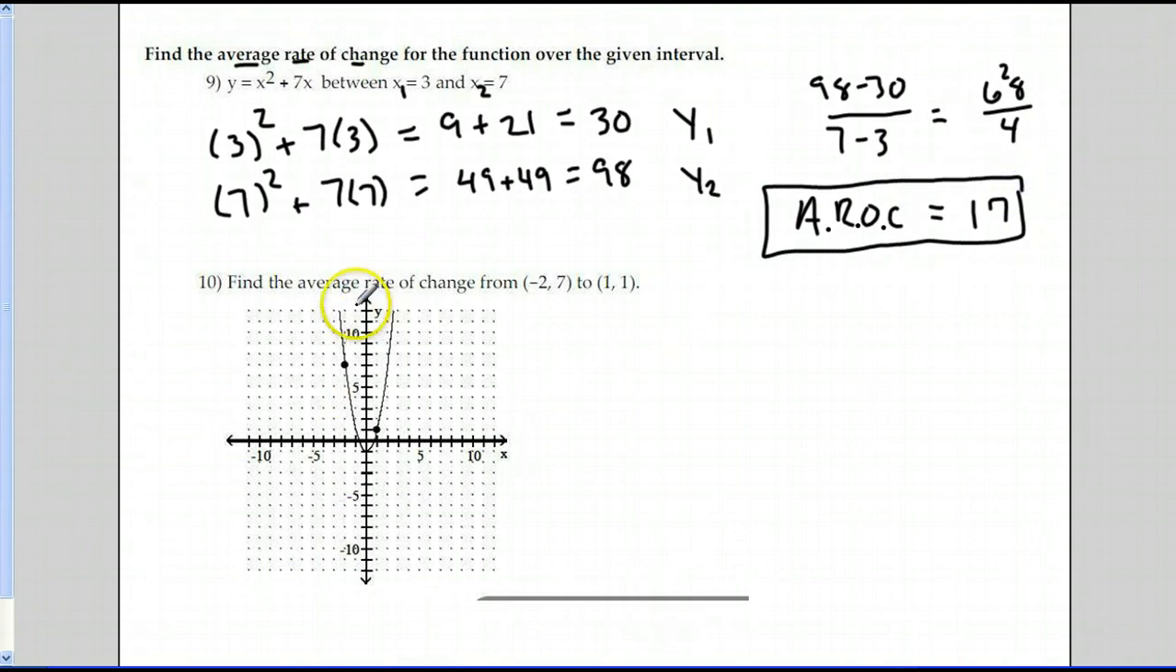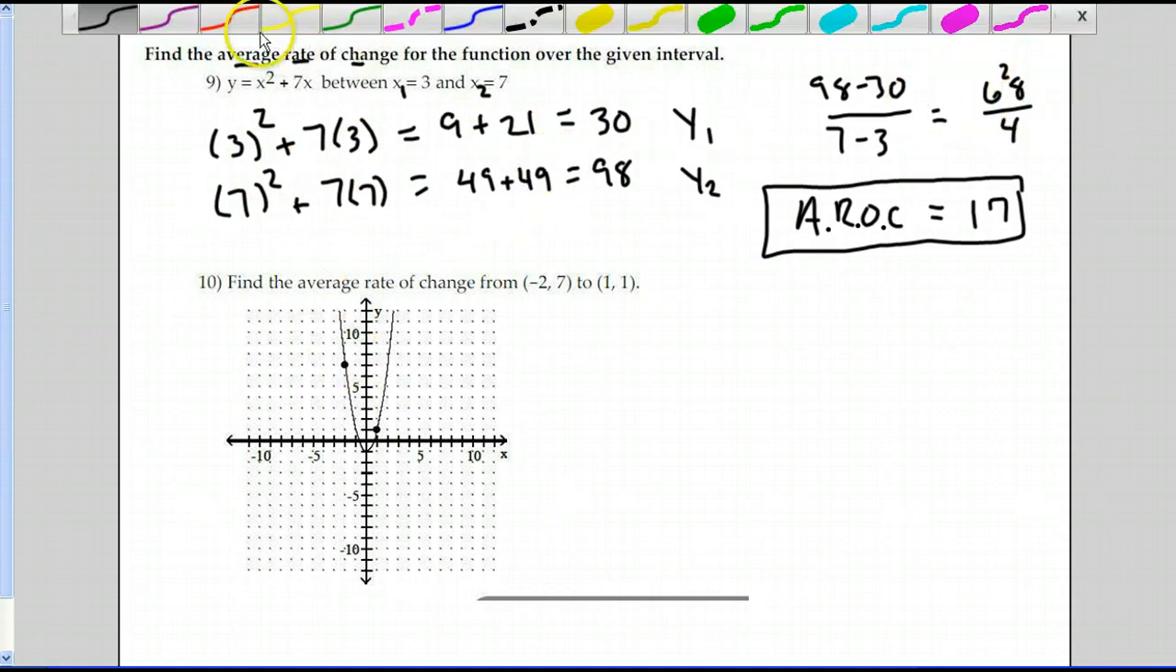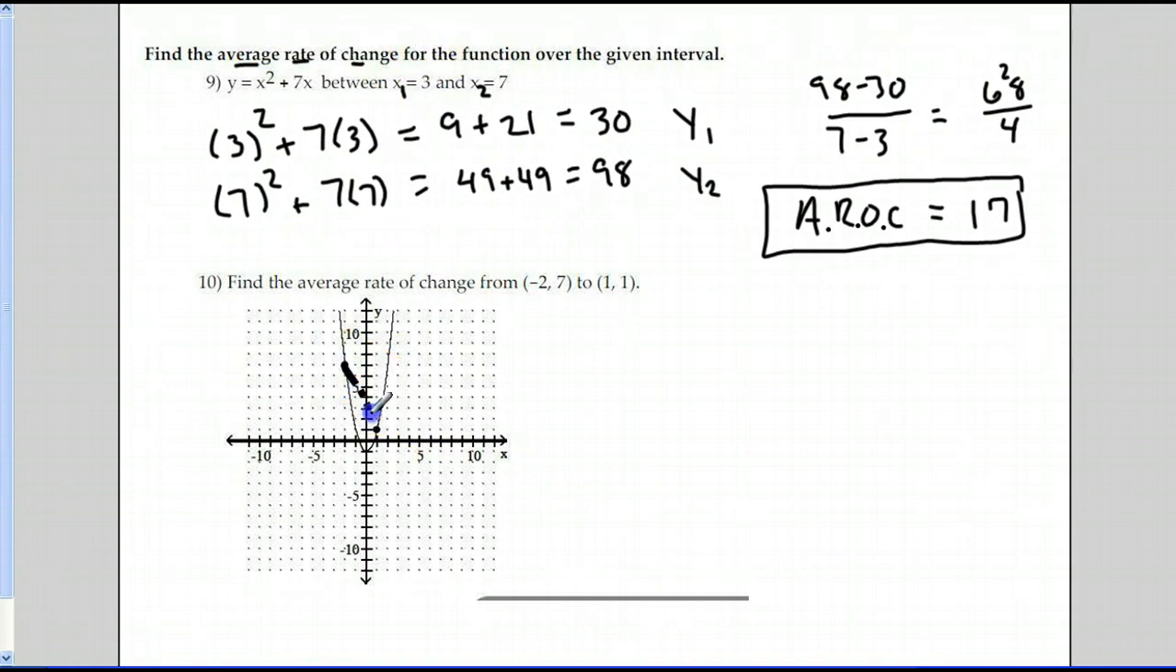Alright, once again, find average rate of change. This is just computationally the definition of average rate of change. You plug in the x's to get the y's, and then you find the slope between those 2 points. But here's theoretically what you're doing. You're finding the slope of this line through these 2 points.